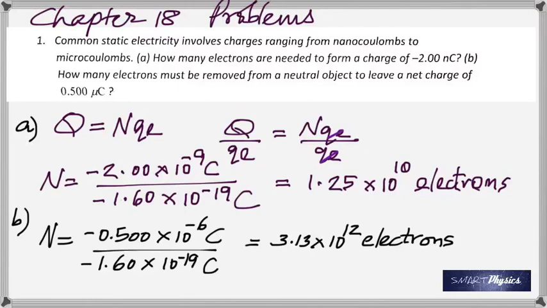So whenever you're asked to find how many electrons are to be removed to make a particular charge, easy thing, that charge divided by the charge of the electron. Is that clear enough? So since it's removed, it's not negative then? If it says must be removed, that means it's positive. When you remove electrons, what's the charge left behind? Positive.